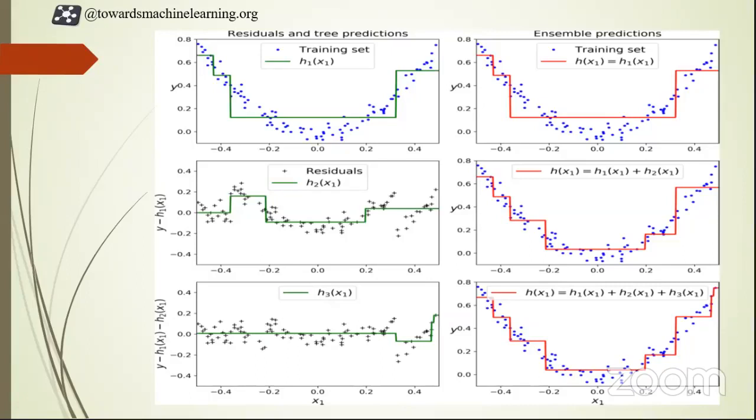One more thing is that as soon as you compute the residuals after making each weak learner, you will see that these residuals are becoming lesser and lesser. In your first model, you have a huge amount of residuals, but as you move towards your second model, then the third model, they become smaller and smaller.